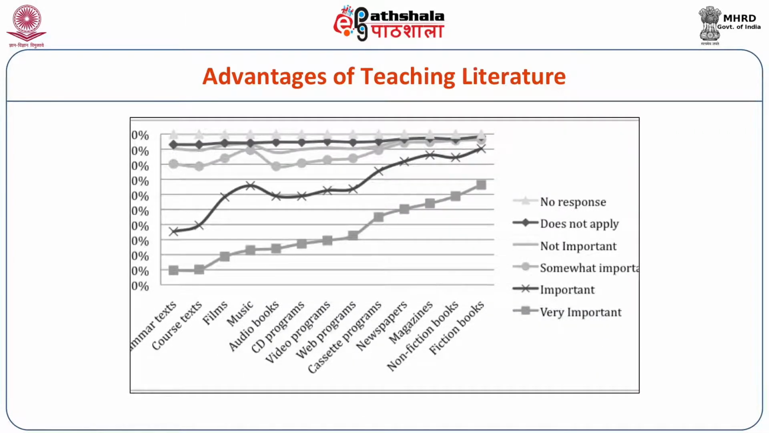Now another thing shows the percentage of how the grammar text, course text, films, music, audio, CV progress, video programs, web programs, cassettes, newspaper, magazine, fiction, non-fiction, all these carry different kinds of literature. Now how do they affect? It is clear that some give no response, some do not apply, some are not important, some are somewhat important, some are important, and some are very important.